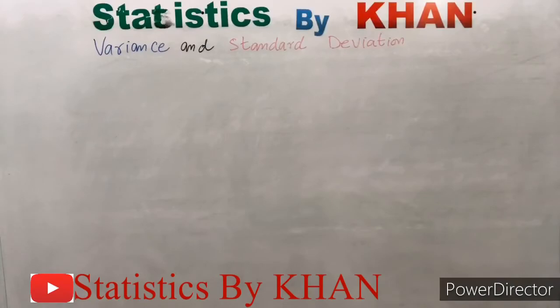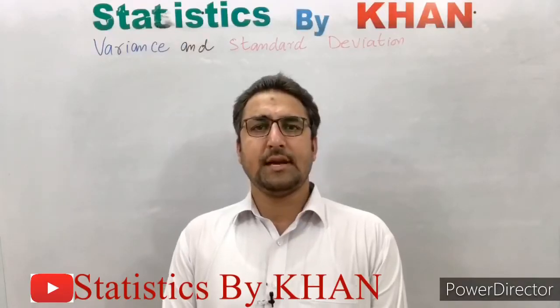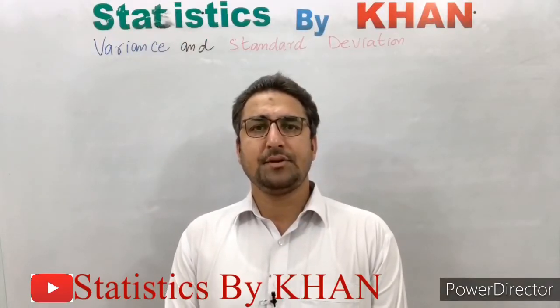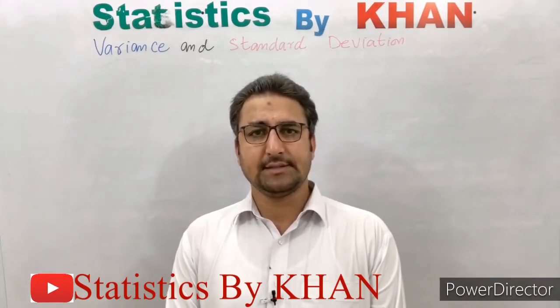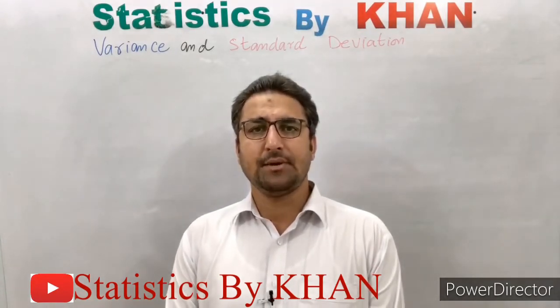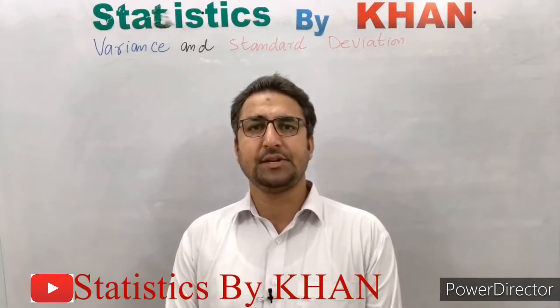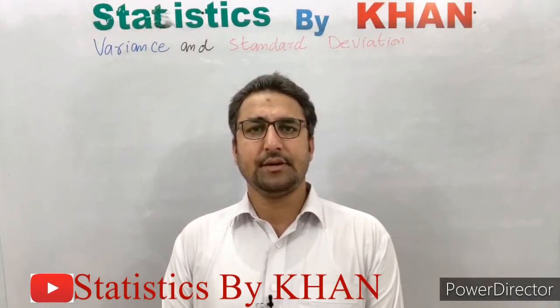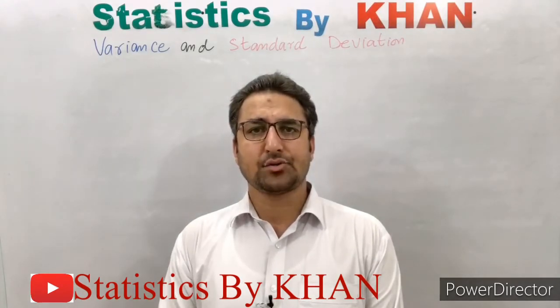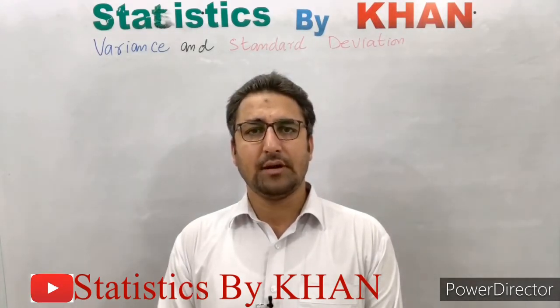Variance and standard deviation. Both variance and standard deviation are measures of the spread of the dataset. But variance is a measure that describes the dispersion of the data points in square units, while standard deviation describes the dispersion of the observations in the same units. So this is the only difference between these two. Otherwise, they are describing the same phenomenon of our dataset. So let's define each one of them.